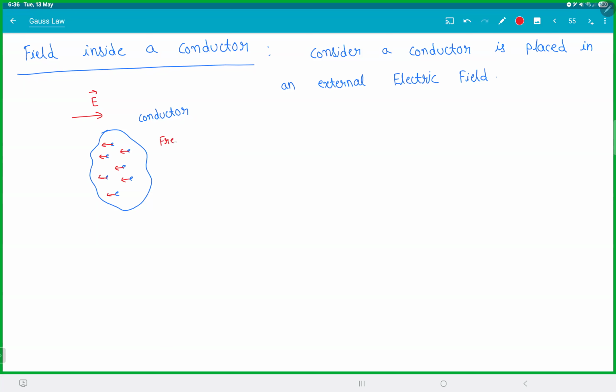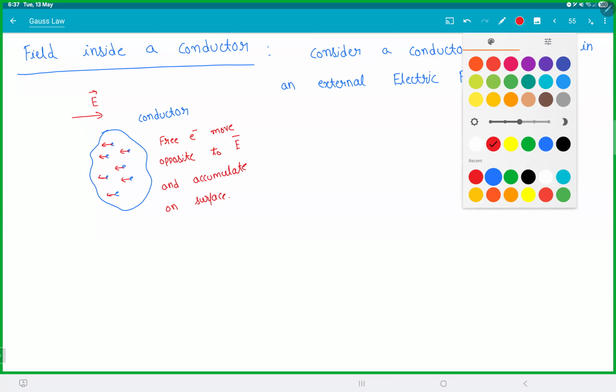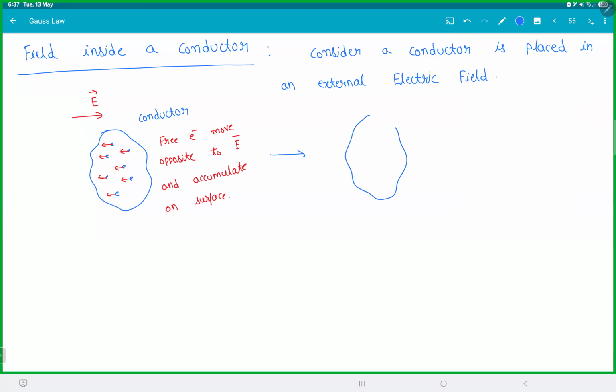These are called free electrons. Basically, the electrons are free to move inside the lattice. Free electrons move opposite to the field and accumulate on the surface. Then what happens? You start getting some electrons here on the surface: electron, electron, electron, electron. At that time, we'll get some positive charge also on this side. There is still an electric field here.